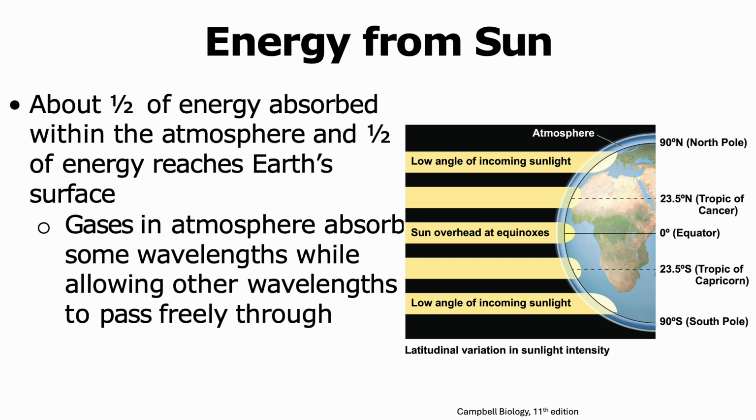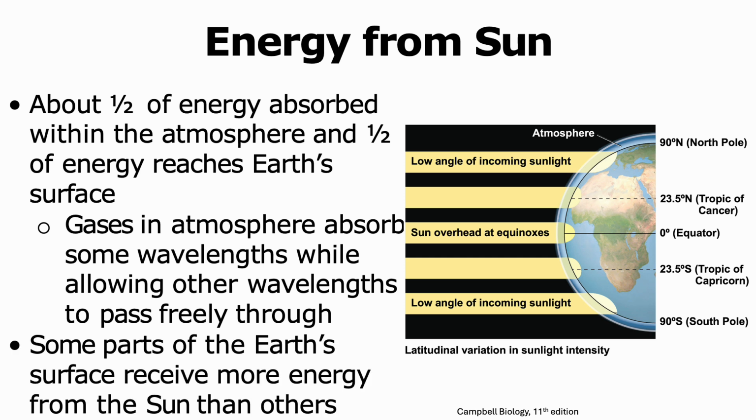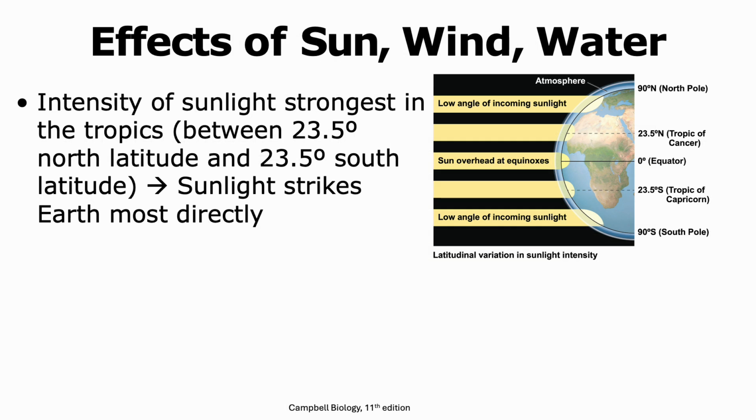It is also found that some parts of the Earth's surface tend to receive more energy from the sun than other parts. For example, the central part of the Earth tends to receive more solar energy than the higher latitudes. It has been found that the intensity of sunlight is the strongest in the tropical region. This corresponds to the region between the Tropic of Cancer and the Tropic of Capricorn. This is because the sunlight strikes the Earth most directly in this region.